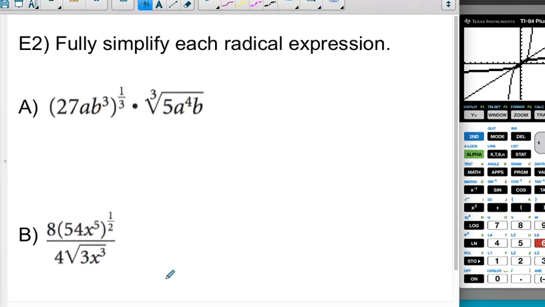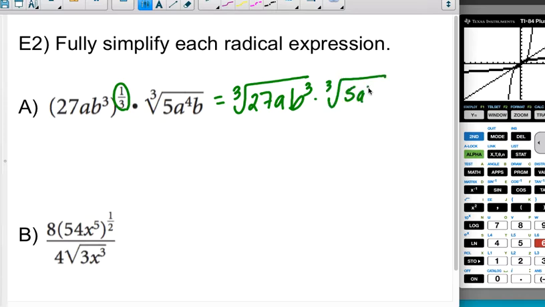So let's go ahead and walk through this. All right, so we're going to clean this up a little bit, right? So there's a few different ways to do this. I'm going to suggest that a really good option is to combine the roots first. So I'm going to start by rewriting this fractional root as a cube root. So this is actually the cube root of 27ab cubed times the cube root of 5a to the 4th b.